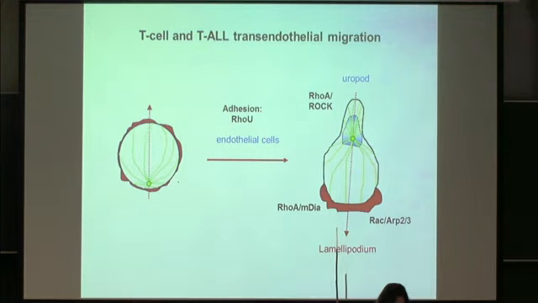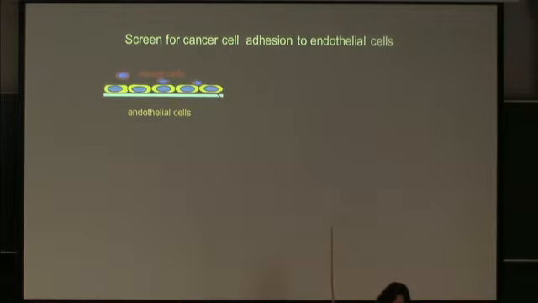So everything I've told you so far is about T cells, or leukocytes, but cancer cells do things quite differently. So far we know that two of these proteins, RhoA and RhoU, are important for two different steps of leukocyte attachment to endothelial cells and crossing endothelial cells. But what about cancer cells?